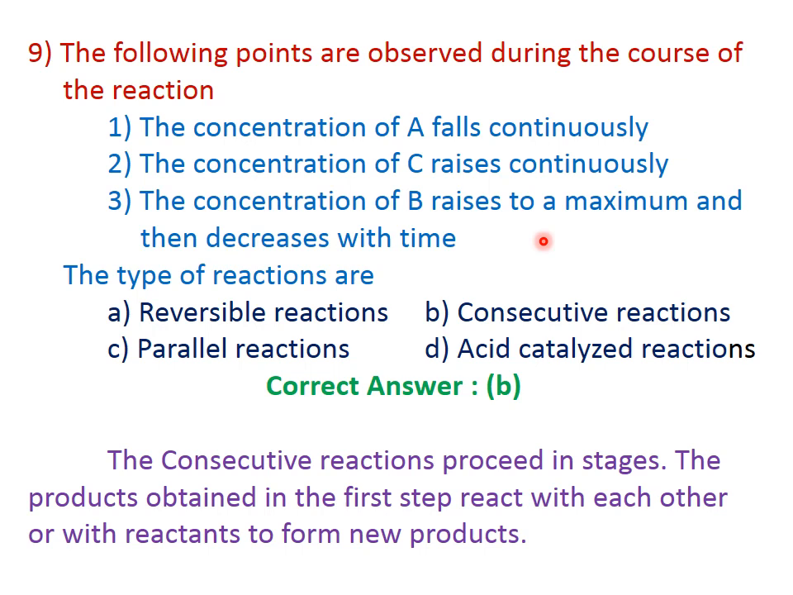அப்போ எந்த ரியாக்ஷனா இருக்க முடியும்னா consecutive reaction தான் இருக்க முடியும். Consecutive reactionல வந்து A வந்து B யை கொடுக்கும், B வந்து intermediate, B வந்து C யை கொடுக்கும். அப்போ A னுடைய concentration குறைஞ்சிட்டே இருக்கும், B னுடைய concentration maximum போய் and then decrease ஆகும், C னுடைய concentration increase ஆகிட்டே இருக்கும். அப்போ A reactant, B product, C product, B is the intermediate. That type of reaction is called consecutive reaction. The correct answer for the question is B.